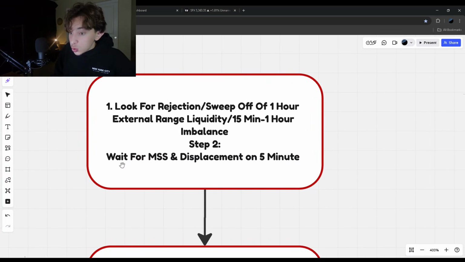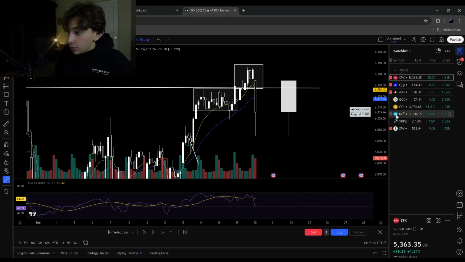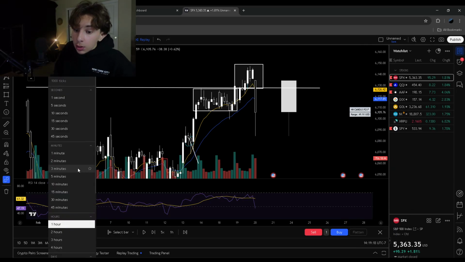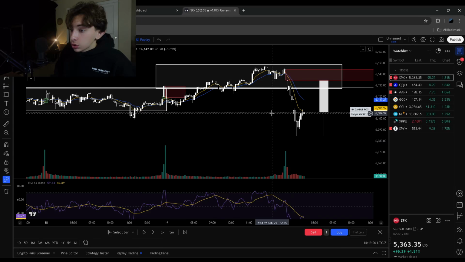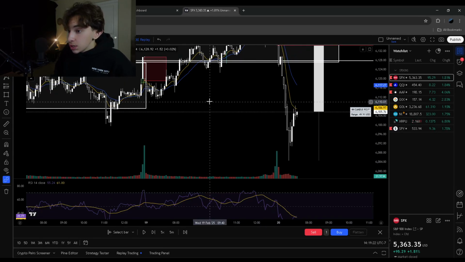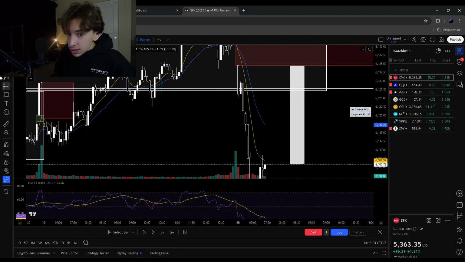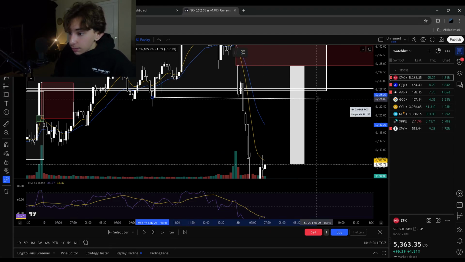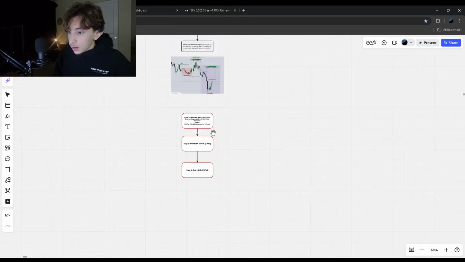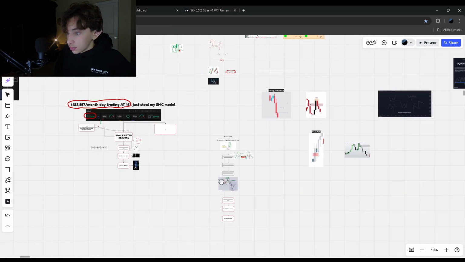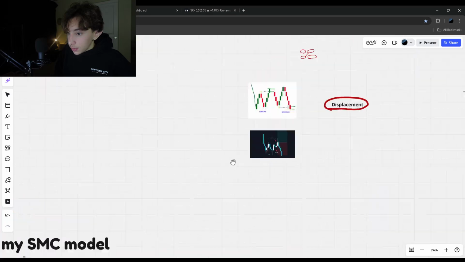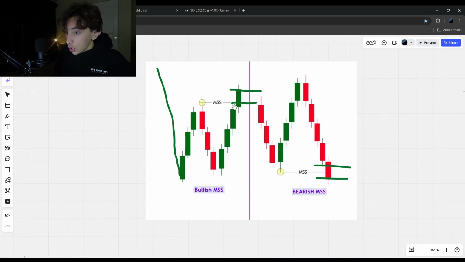Second step is wait for market structure shift and displacement on the 5 minute. So now that we have our liquidity, we're going to go on the 5 minute, and what we're waiting for is a market structure shift with displacement, and we have that. What displacement is, pretty much, is a candle that caused an imbalance. Because what we don't want, let me actually find it, I did a lesson on this, so it's probably here somewhere. Okay, this is the difference between displacement with a market structure shift and a bearish one.